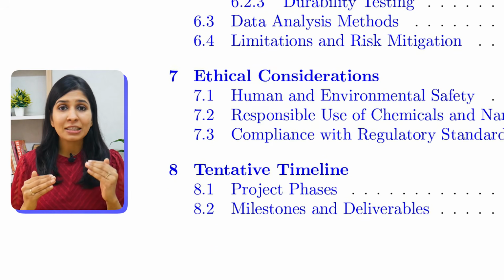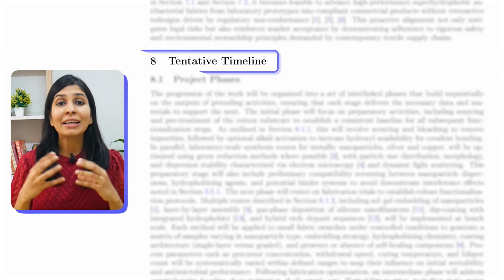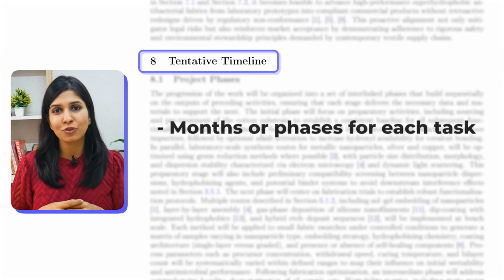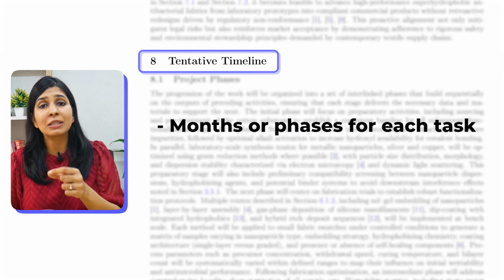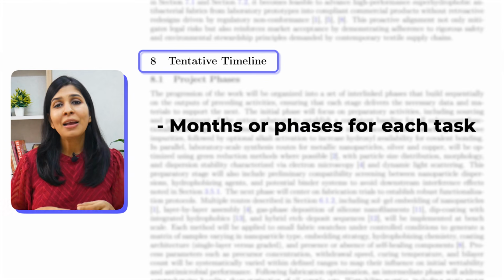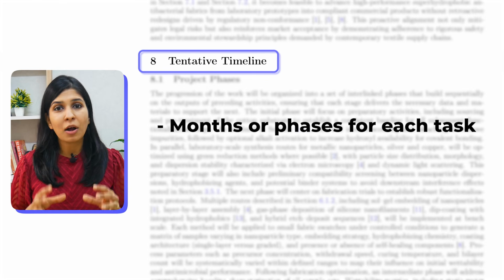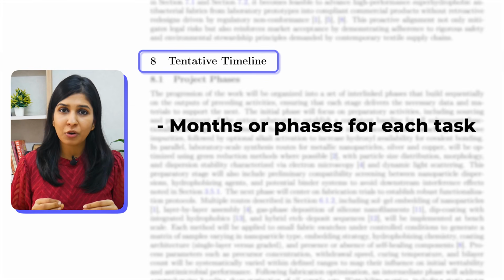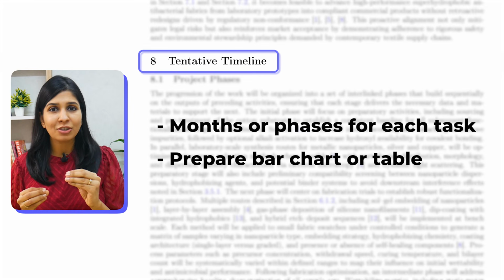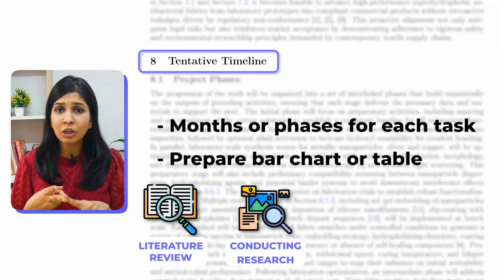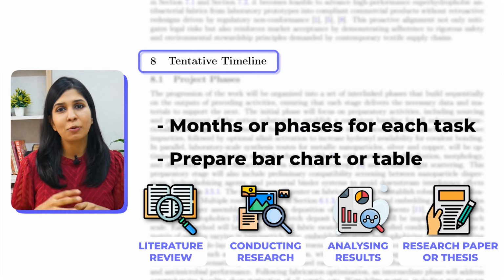After that comes slightly smaller sections, starting with the timeline. Now, this is where you provide an entire time frame on how your research is going to be accomplished. For example, 1 to 3 months is my first phase, 4 to 6 months, this is what I'm going to achieve. Now, my piece of advice here would be to not underestimate the demands of your project and keep a relaxed time frame. Prepare a table or a bar chart explaining how you will accomplish each task, from literature review, conducting your research, to analyzing the results, and then finally writing your research paper or thesis.